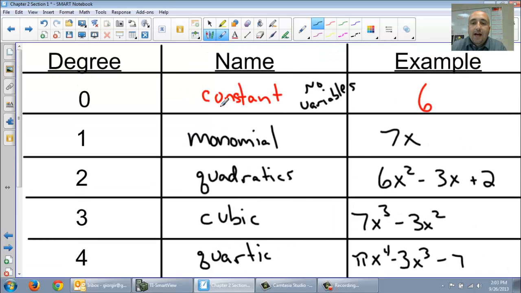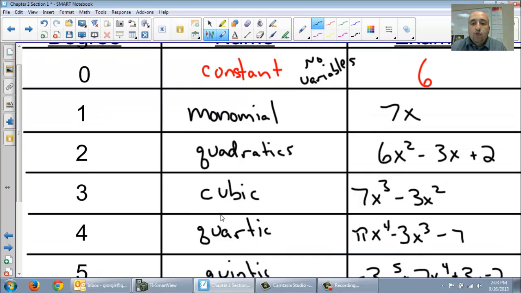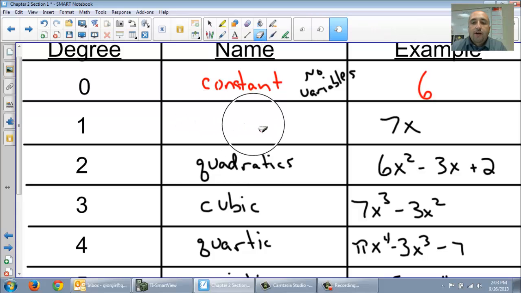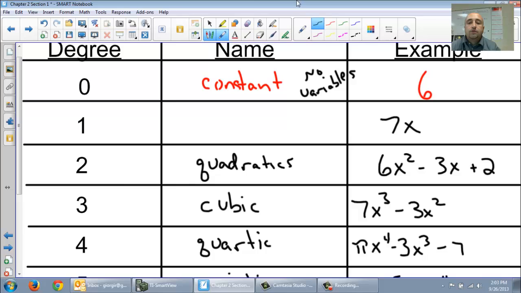So a constant, a monomial, a quadratic, a cubic, a quartic, and a quintic. I'm actually going to slightly change this. Instead of using monomial, we're going to use linear, because that's what we used the last chapter. So at degree 1, we are going to use linear. Sorry about that. A linear expression, or a linear function.